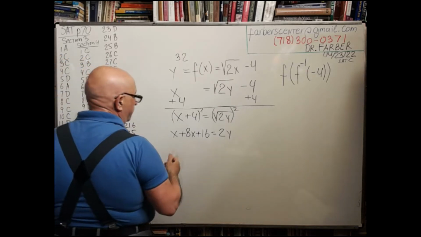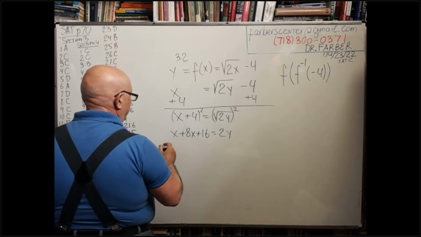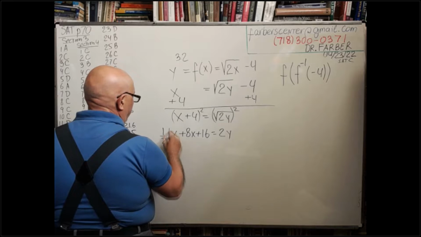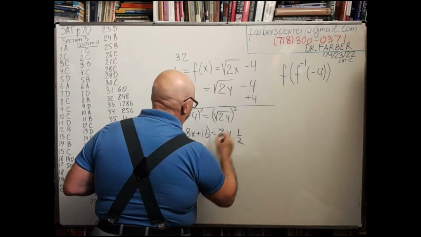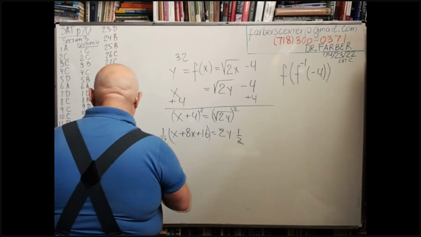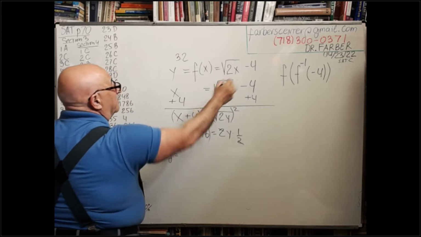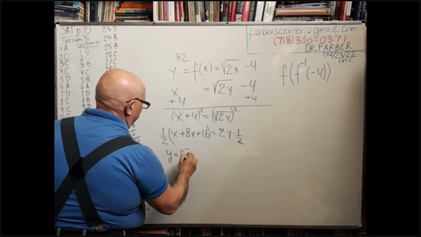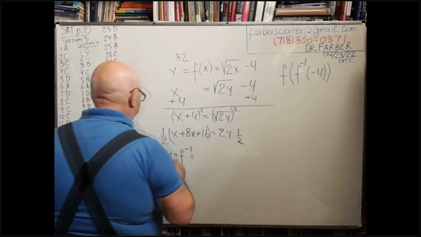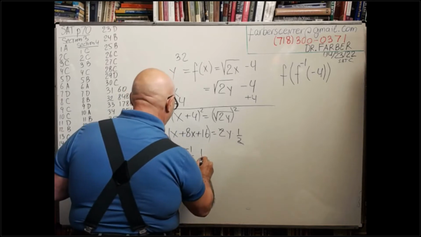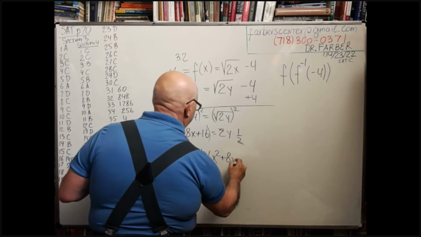Okay. If I divide both parts by 2, or multiply both parts by 1 over 2, it would be 1 over 2 of this, and this 2 and 1 over 2 cancel out. This is y. I can override that y, which is f negative 1, equals 1 over 2 of x squared plus 8x plus 16.